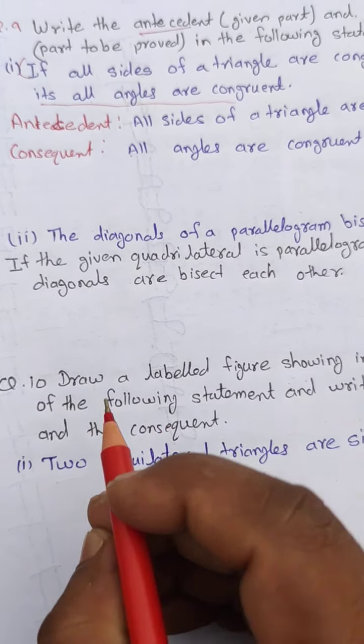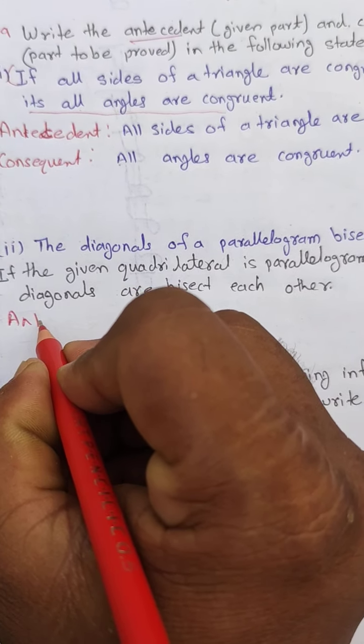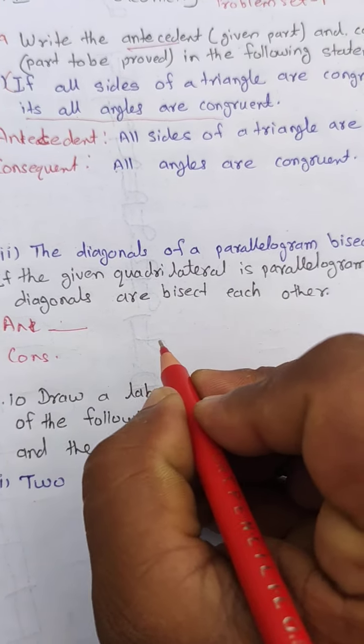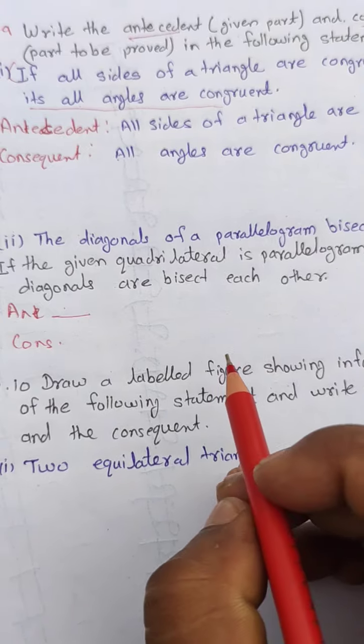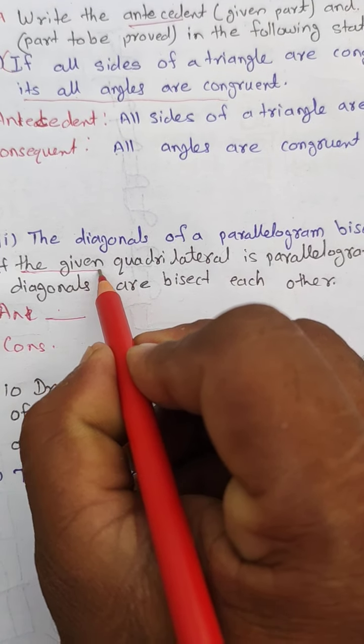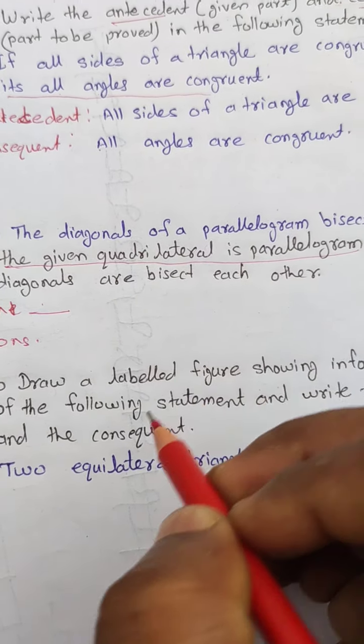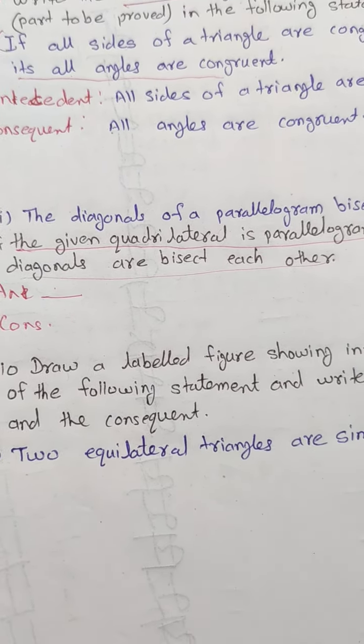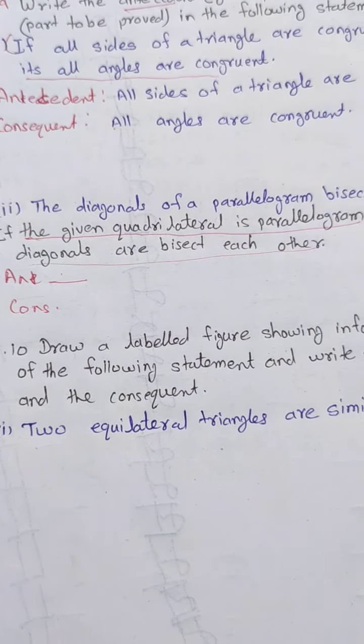In this answer you have to write the antecedent part and consequent part, both. This is homework for you. I am telling you the first part is: the quadrilateral is a parallelogram, and the second part is: diagonals bisect each other. The answer you have to write.